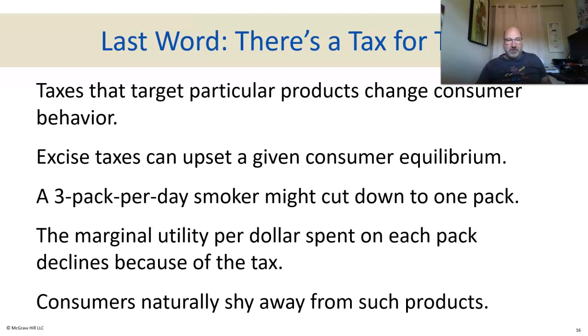There's always a tax for something. Taxes that target particular products change consumer behavior. Excise taxes can upset a given consumer equilibrium. So the whole smoking tax thing, a number of states have moved to the idea of taxing smokers to pay for Medicaid. They want to tax smokers, but they don't want smokers to quit. So the marginal utility per dollar spent on each pack declines because of the tax, and consumers naturally shy away from certain products. So they get away from it, but they don't stop.